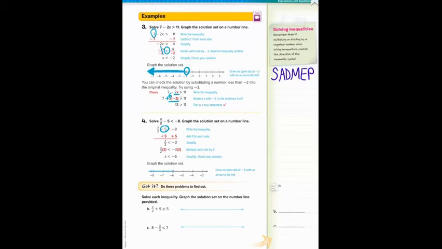Next, we need to do the inverse operation. The inverse means opposite. The opposite of -5 is +5. Add 5 on both sides. Bring down your x over 2 on the left. -8 plus 5 equals -3. Instead of an equal sign in the middle, let's keep using that inequality symbol.